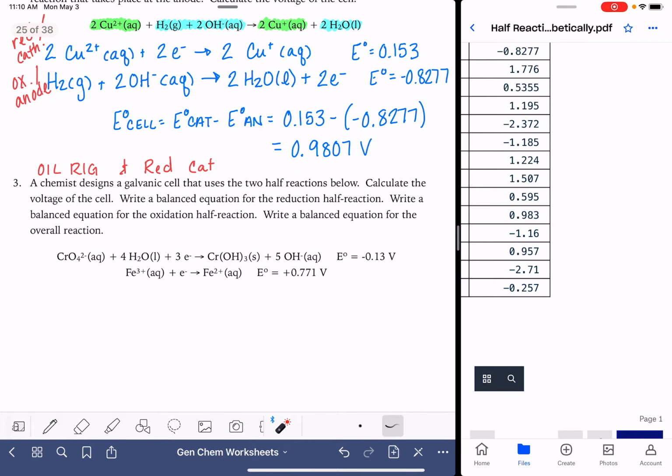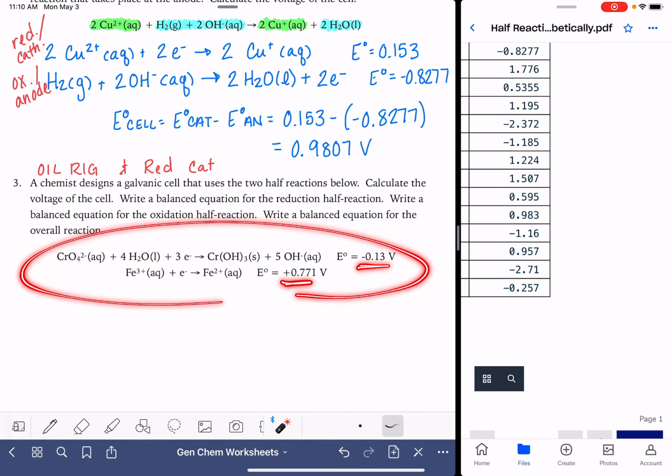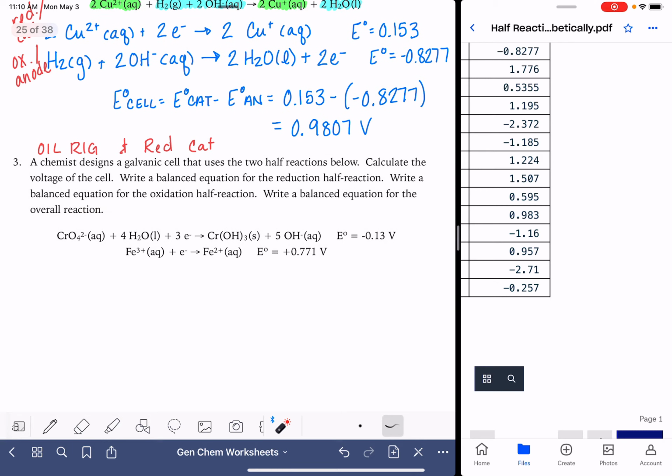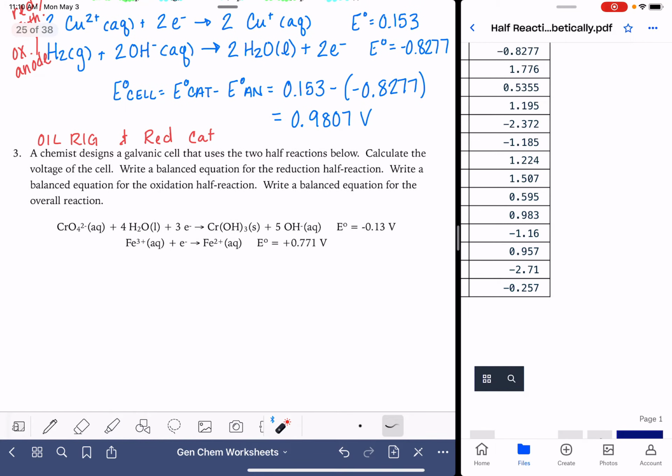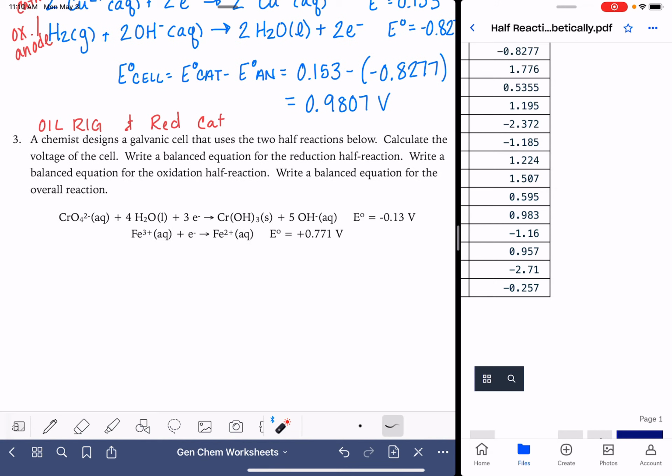Here's a similar problem. We have two half reactions. Voltages have been provided. We're supposed to write a balanced equation for the reduction, for the oxidation, and for the overall. Oh, and also calculate the voltage of the cell. Both of these are written as reduction reactions. Reduction is the gain of electrons, so they're both showing electrons on the left-hand side. That's impossible. One of these reactions has to be an oxidation, which means one of them is going to need to be turned around. We have to figure out which one needs to be turned around.